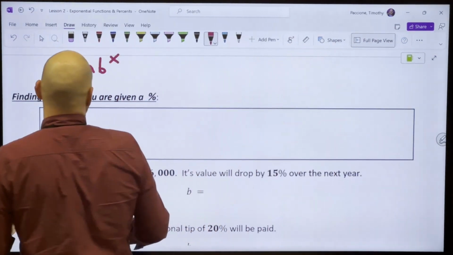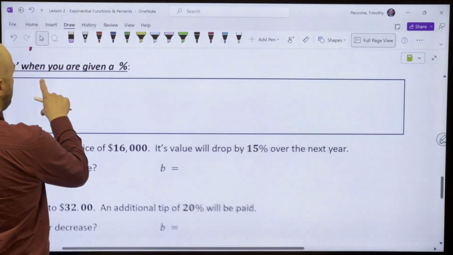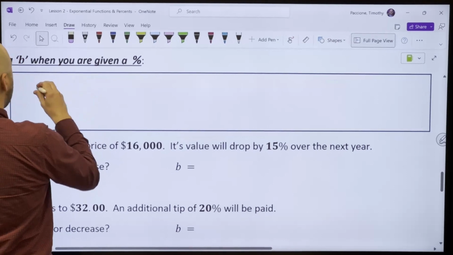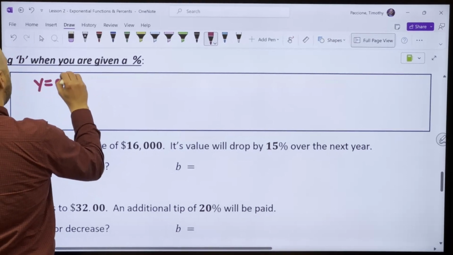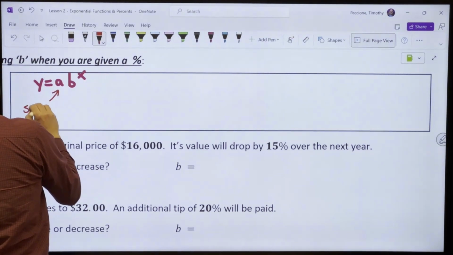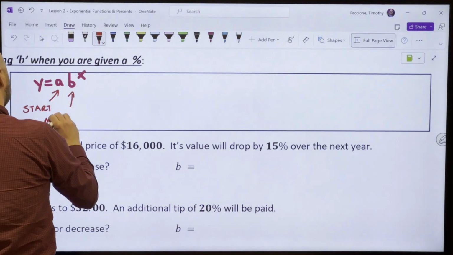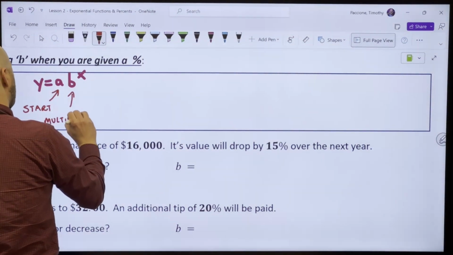So we need to talk about that, right? Let's talk about what we know already. Let's talk about where we're going. Okay, we know y equals ab to the x, where a is our start and b is our multiplier, right?